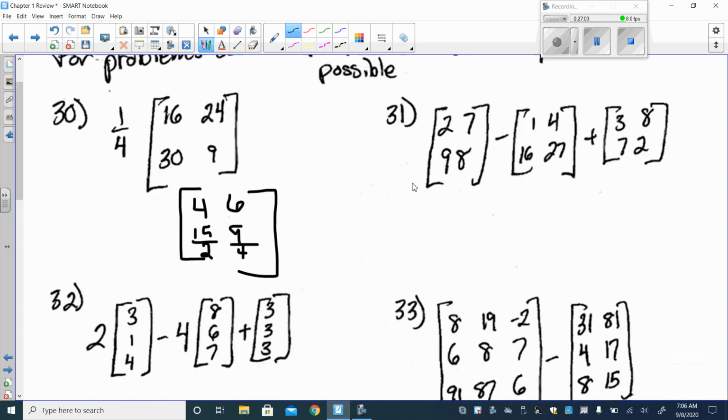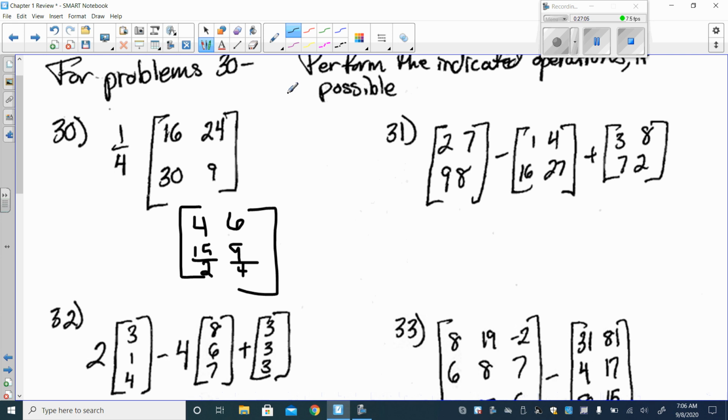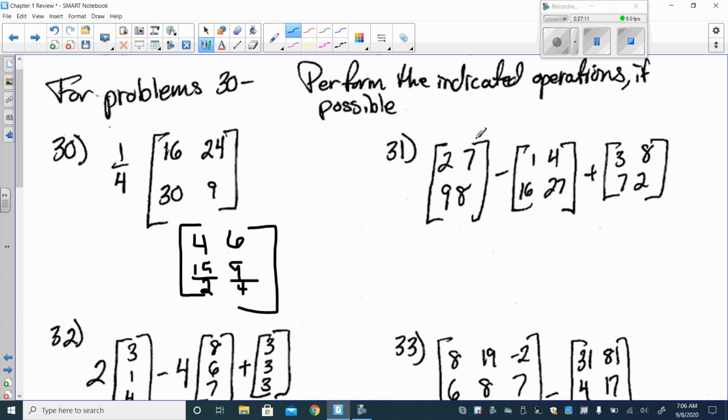Now you could have also typed this in the graphing calculator. The graphing calculator will do any and all of these. If I wanted to type 31 into the graphing calculator, I would go into the matrix, do second matrix, go over to edit, and edit this first one, 2, 7, 9, 8 is matrix A. Set matrix B as 1, 4, 16, 27, and matrix C as 3, 8, 7, 2.